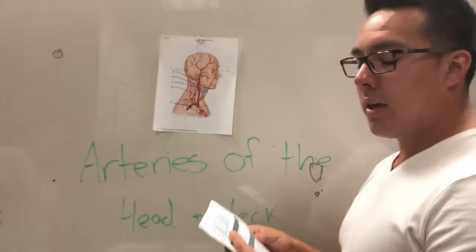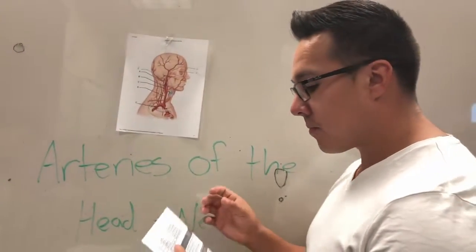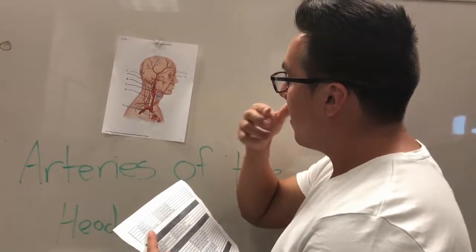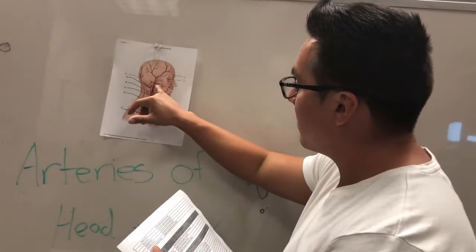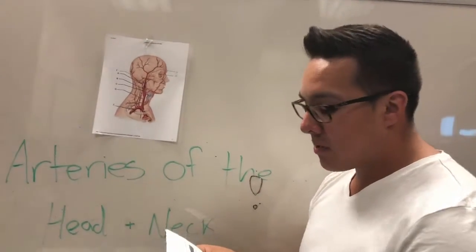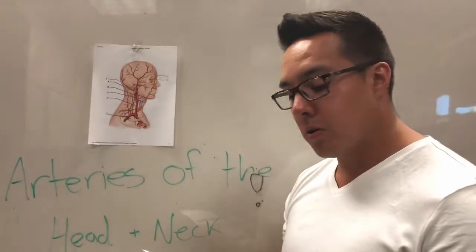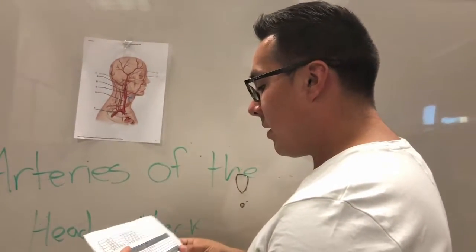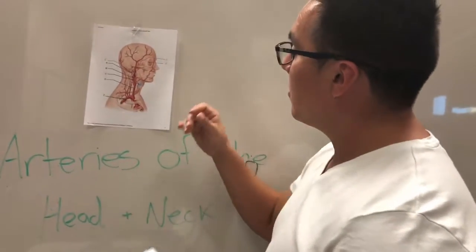Next, we have the maxillary artery, which is from the extension of the carotid towards the maxilla. As we can see, it's more internal in this diagram. And last but not least, we have the superficial temporal artery. The superficial temporal artery is the superior extension of the external carotid.